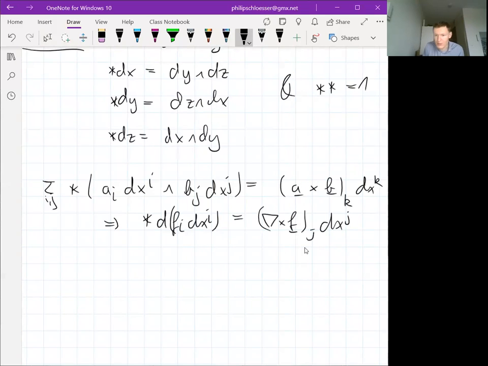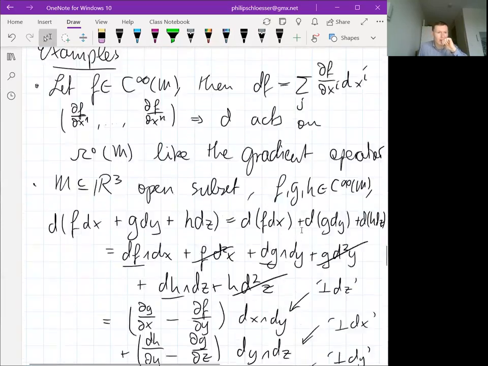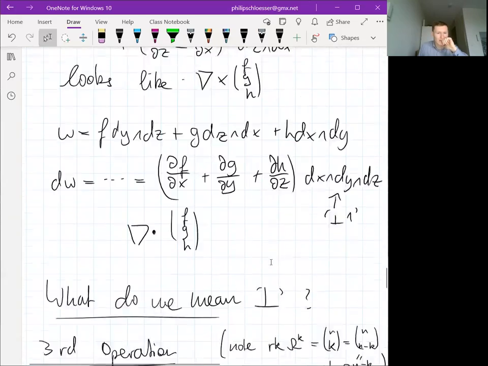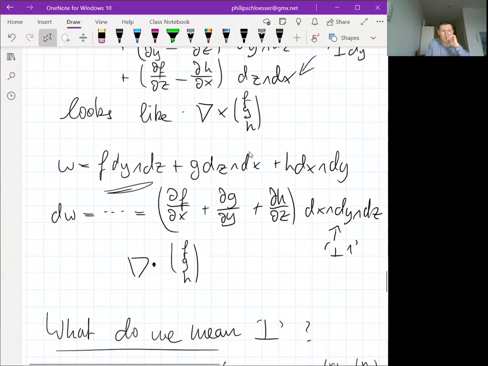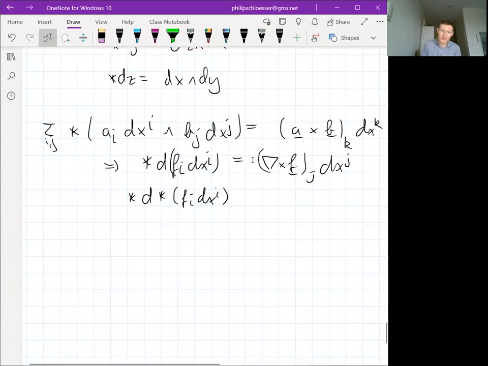And if we take a one form, turn it into a two form, like I did here, then apply the exterior derivative and then apply the Hodge star again, we get the divergence of that function.